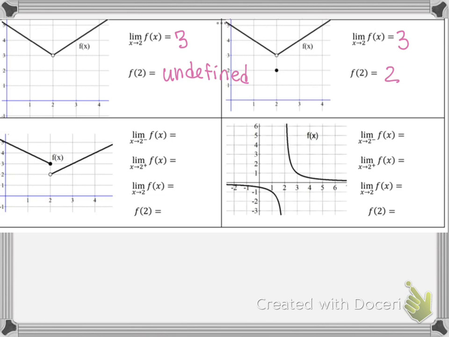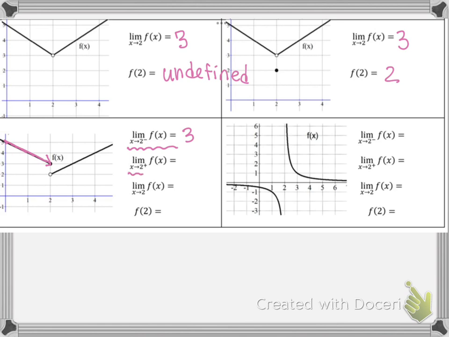Okay, let's go down to the one on the lower left. This one has a little bit different notation here. This is asking what is happening as x approaches 2 from the left. That little minus sign means coming from the left. So as we approach 2 from the left, this is called the left-hand limit, our graph approaches an output of 3. So the limit as x approaches 2 from the left of f of x equals 3.